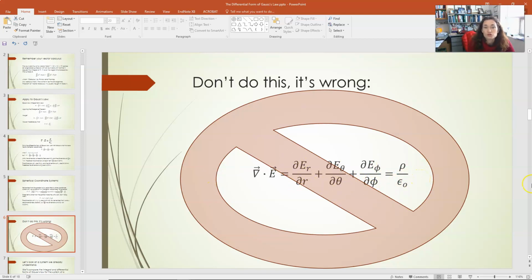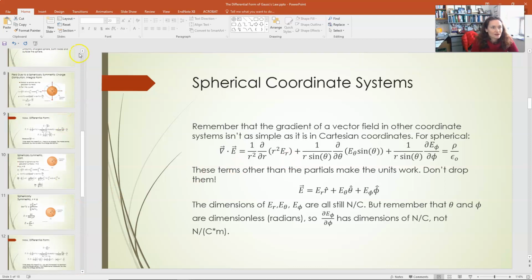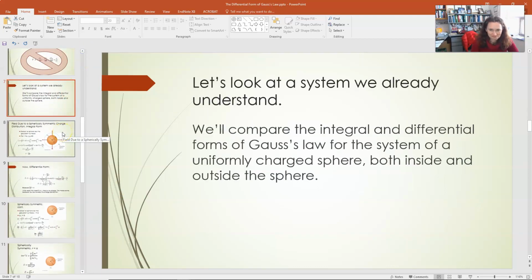Okay? So don't do this. It's wrong. It's just wrong. Okay? Make sure that you remember that when you're switching coordinate systems to spherical or cylindrical coordinates, that you have to look up what the gradient operator looks like in that coordinate system and use that, okay? All right, don't forget. Number one mistake I see made on tests and homeworks with this stuff is that.